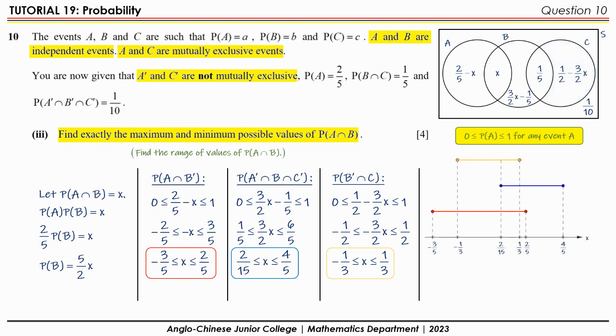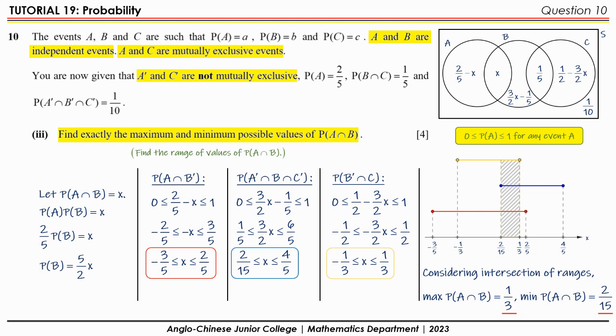The last step is to find the intersection of all these ranges for x, since we need to find a common range of x that would ensure every probability on this Venn diagram has a value between 0 and 1 inclusive. By drawing a number line and indicating the ranges on this number line, we can find the intersection and conclude that x must lie between 2/15 and 1/3 inclusive. Hence, the maximum and minimum values of the probability of A intersects B are 1/3 and 2/15 respectively.